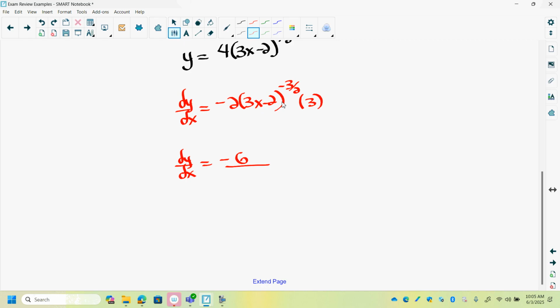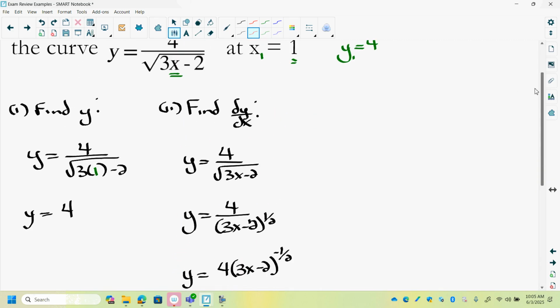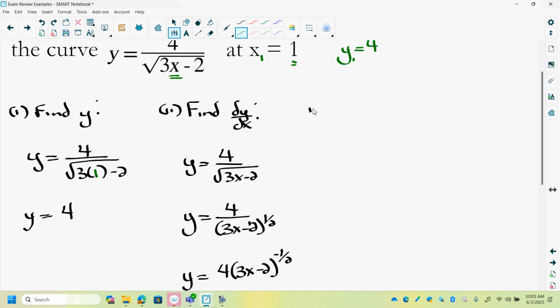What will I do with the 3x minus 2 to the negative 3 over 2? Move it to the bottom. That really means the square root of this cubed. So if you wanted to write it like this, the square root of 3x minus 2 cubed, that would be fine too. So that's the derivative. What do I use the derivative for? To find m, the slope.